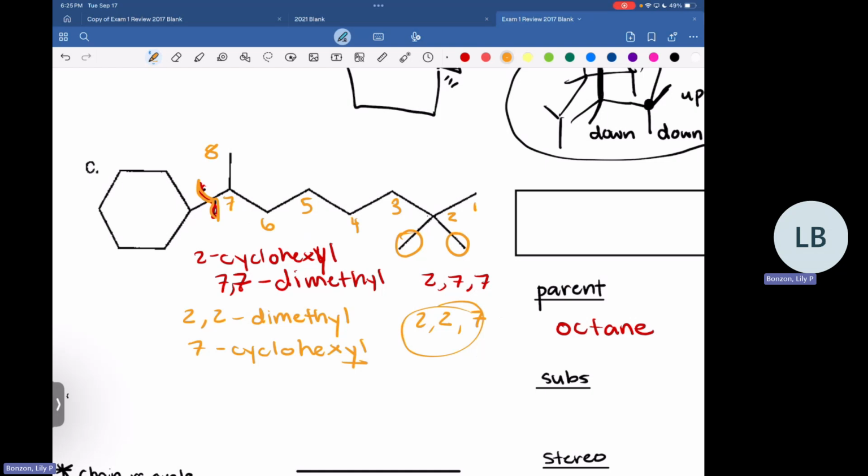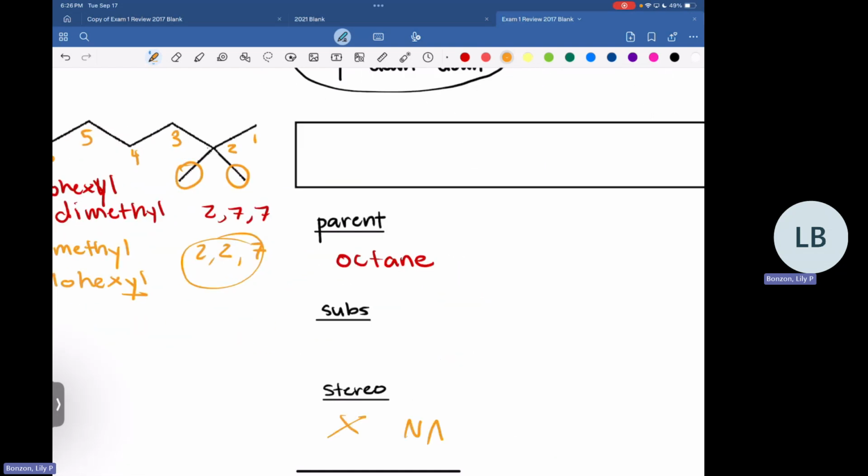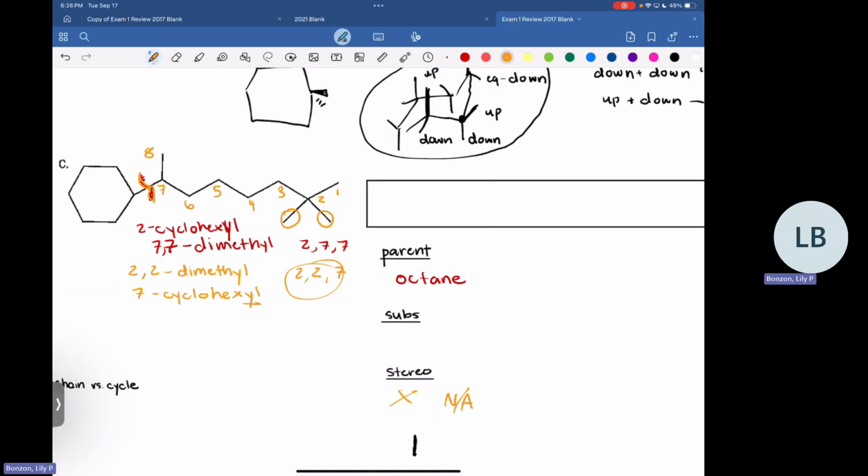It's just when you have 2 groups on that cyclo structure that you can do cis and trans, because it's a relationship. It's not individually describing each substituent. So we're not going to have any stereochemistry in this case. This one is N/A. And so now we just have to put it all together.